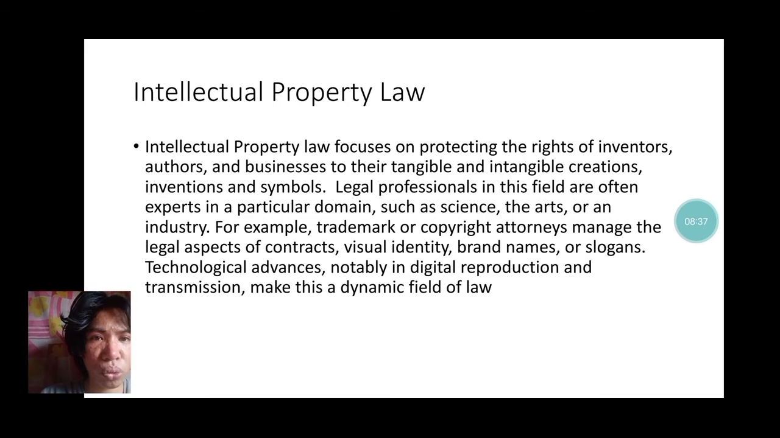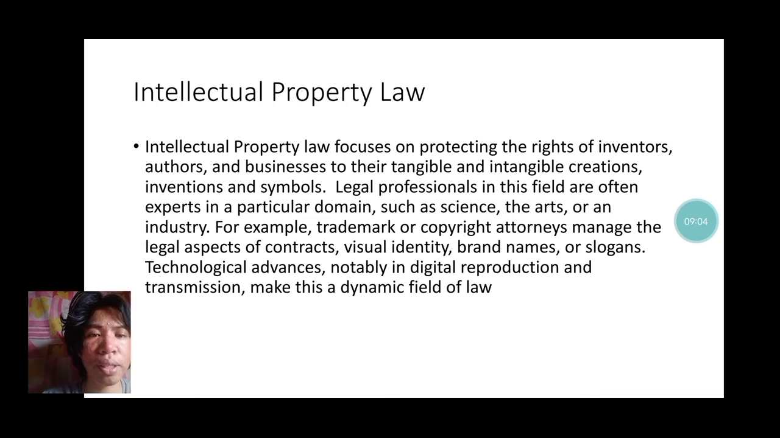So intellectual property law focuses on protecting the rights of inventors, authors, and businesses to their tangible and intangible creations, inventions and symbols. Legal professionals in this field are often experts in a particular domain, such as science, the arts, or an industry. For example, trademark or copyright.